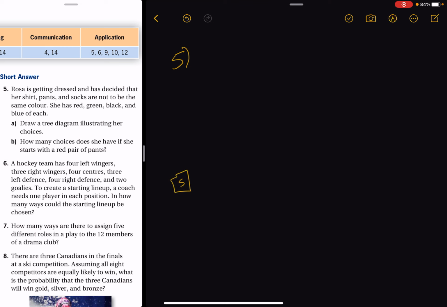And we're talking about Rosa, who is getting dressed and has to choose her shirt, pants, and socks. So she has a choice for shirts, right? She has red, green, black, and blue. Oh, shoot, there's 4 of each. So red, green, black, and blue for L. I hate when they use the same letter for both.